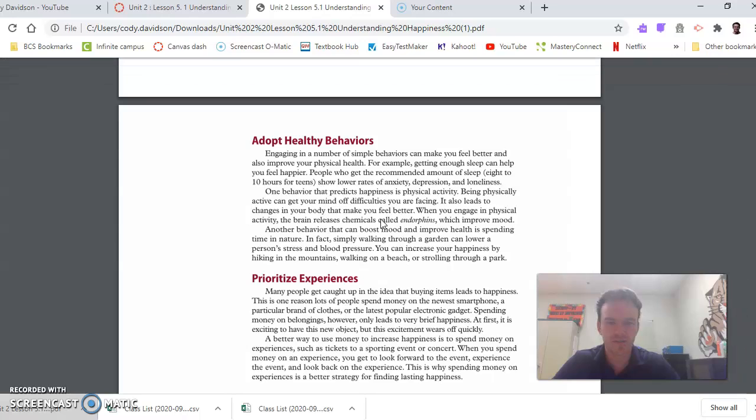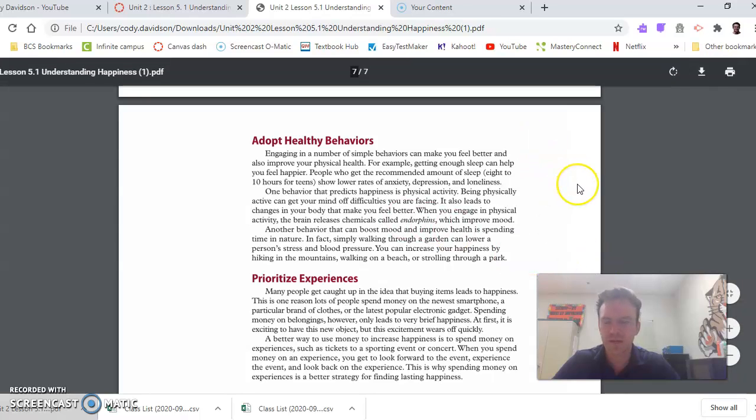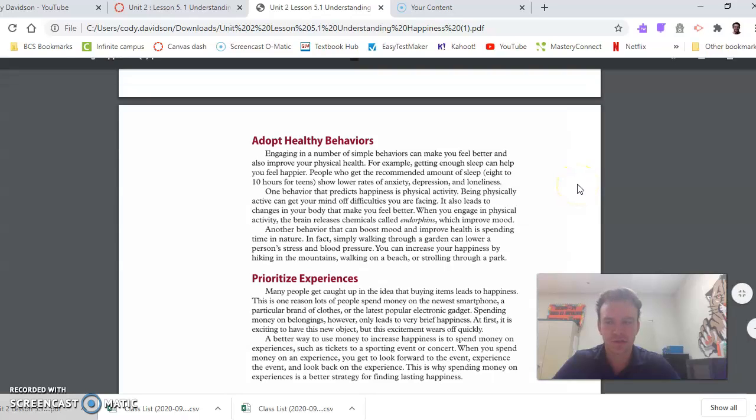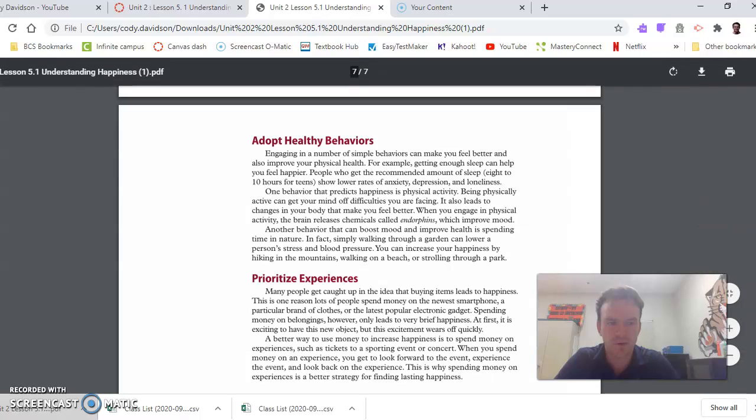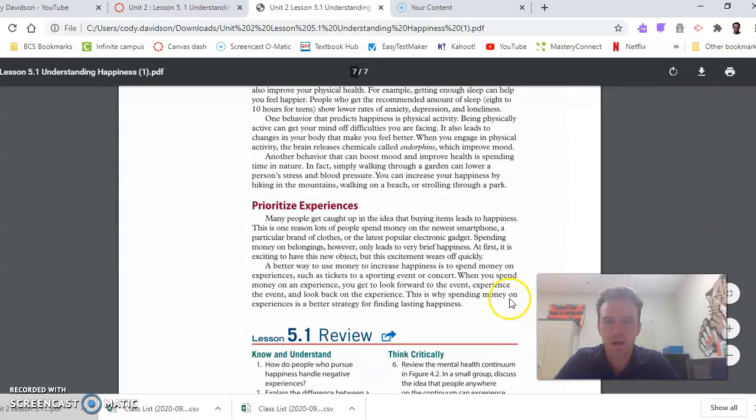So: close relationships, giving to other people, and adopting healthy behaviors, like eating a good breakfast. It's a huge mental thing. If you're not eating breakfast, it's definitely easier to let your mental state slip because you're hungry and you're just letting that pile up on all the schoolwork and things like that.